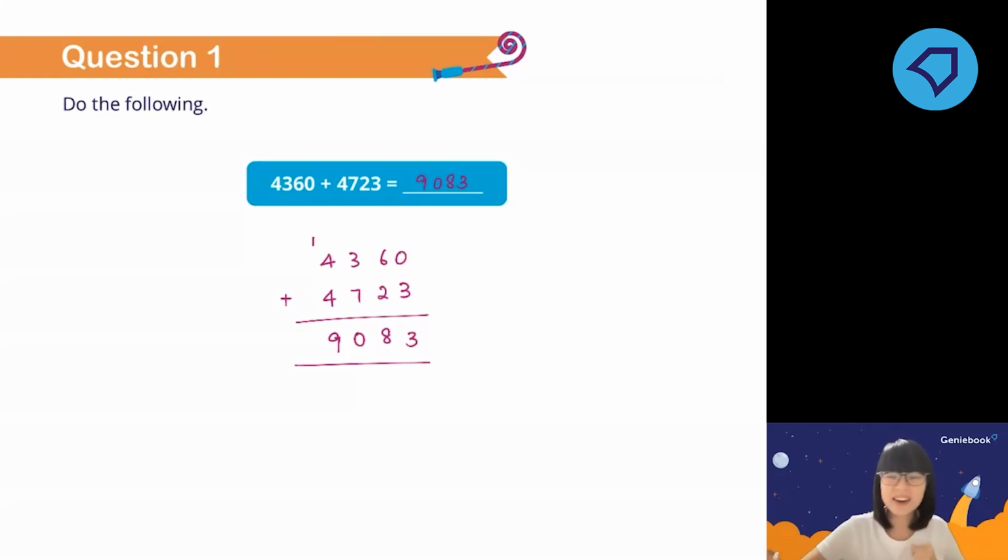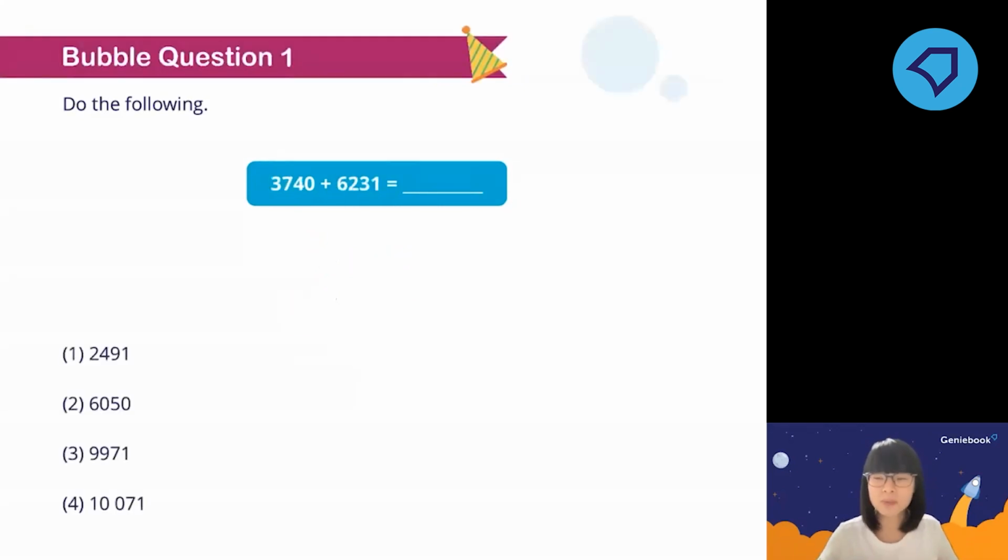All right, so let's take a look at bubble question number 1. Do the following. We have 3,740 plus 6,231. This one is easier because there's no regrouping involved. I'll give you 30 seconds to complete this. Okay, and the correct answer would be option number 3.